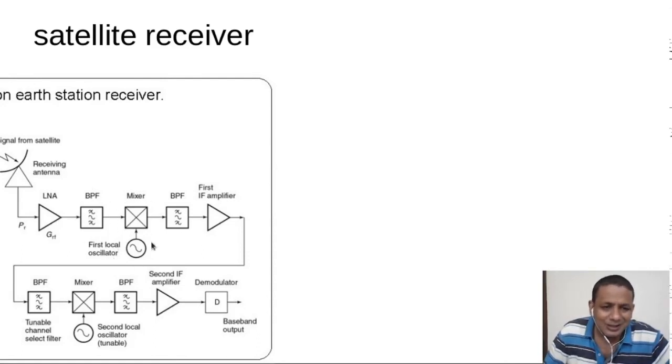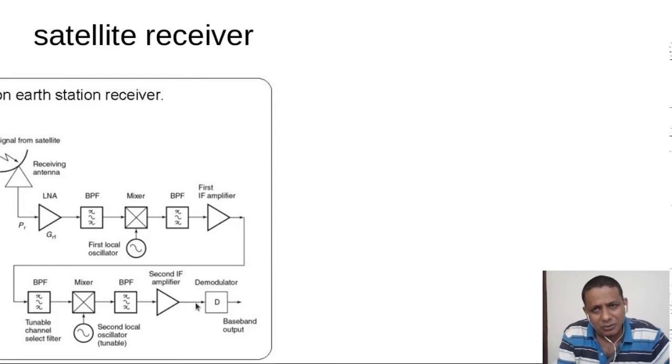There is a first local oscillator. So this is a double conversion receiver, and again band pass filter, IF amplifier, band pass filter, then second mixer, second local oscillator, band pass filter, second IF amplifier, and then the demodulator. So this is our audio signal or data, it can be anything like that. Here the frequency is very high, that is why we are using a double conversion receiver instead of a single conversion.